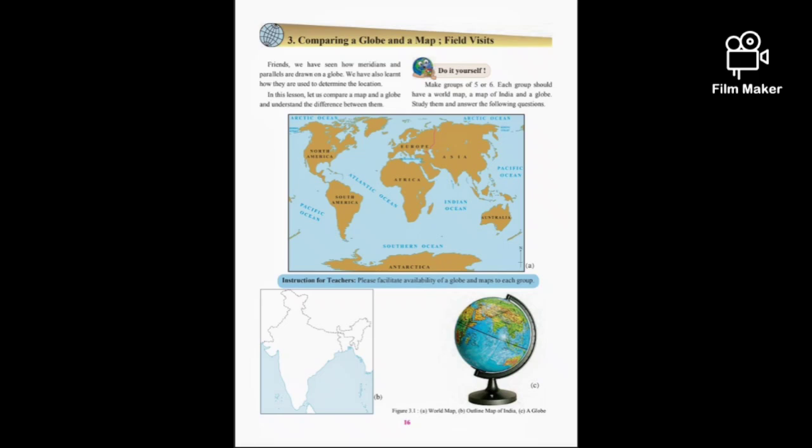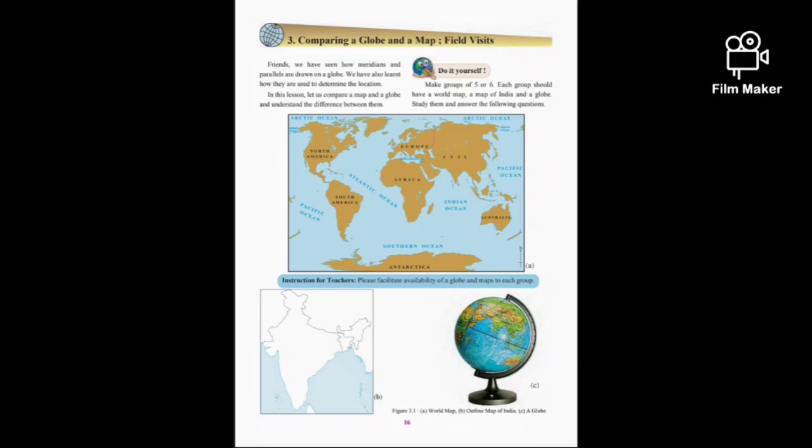Now in the previous lesson I taught you latitude and longitude. We had learned about the prime meridian. And we learned graticule. The lines of latitude and longitude together make the graticule. And the graticule helps us to locate places on the earth. It helps us to determine the location on the earth.